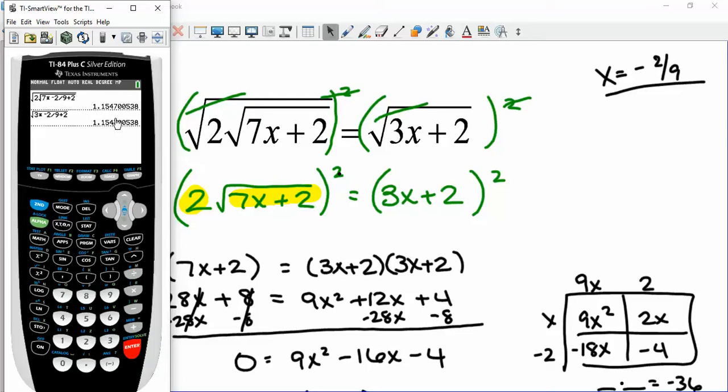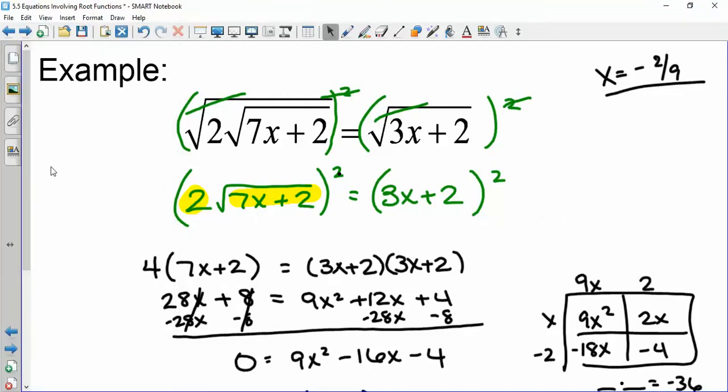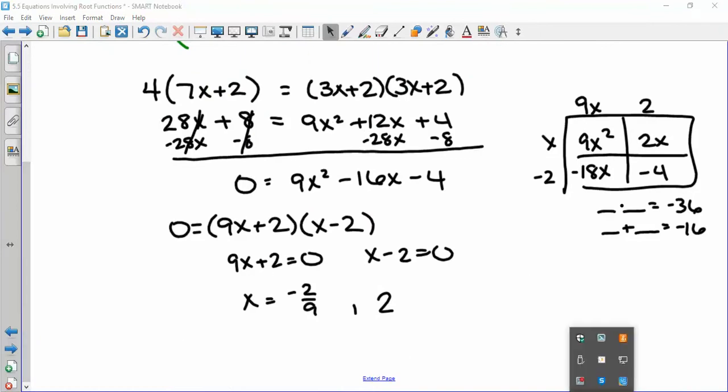So does negative 2/9 work? Yes. What's the other answer we got? 2. So if I plug in a 2, you have to plug it into both of them. We again get the same decimal for both. So both answers work this time. Anybody have trouble with that?